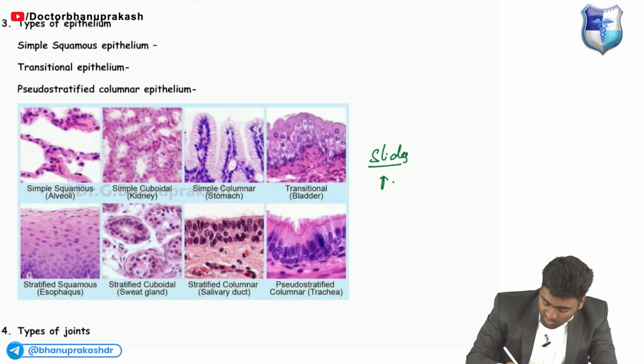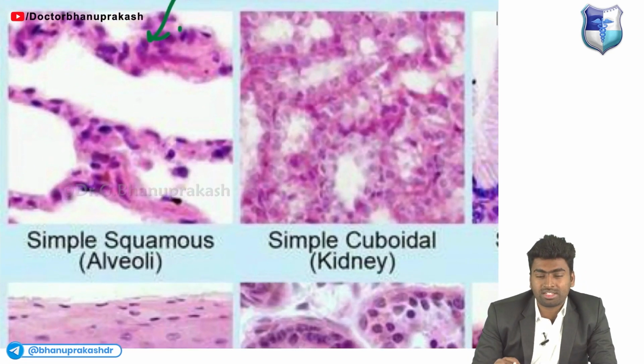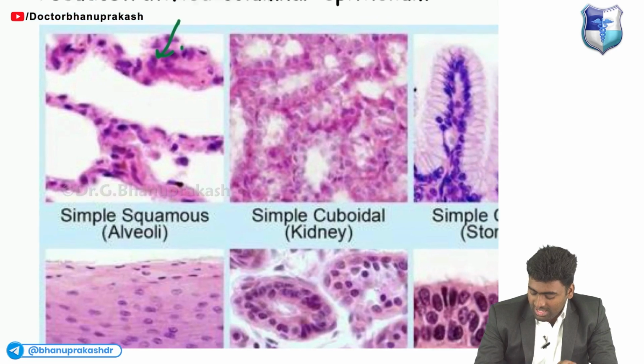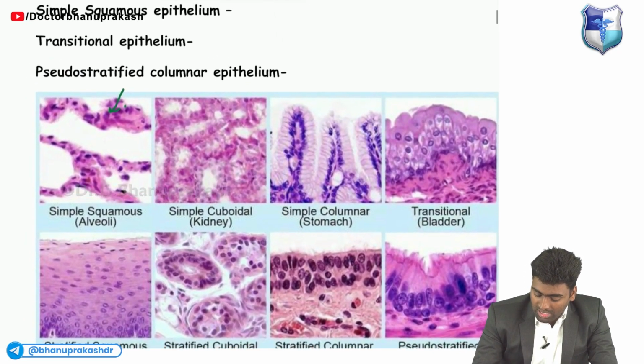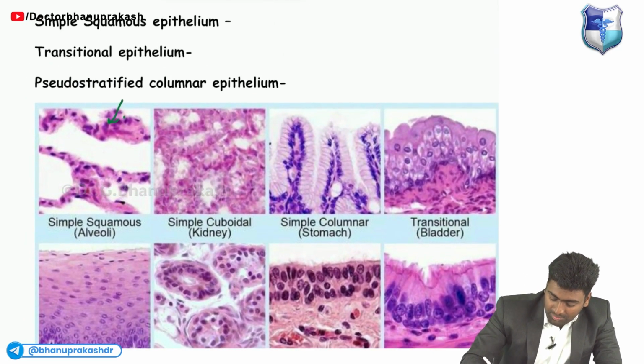Whereas sometimes they will give this slide. You know, this is simple. Simple means it is a single layer of flat cells. It is the simple squamous epithelium. And we know this simple squamous epithelium is present in what? In the alveoli.